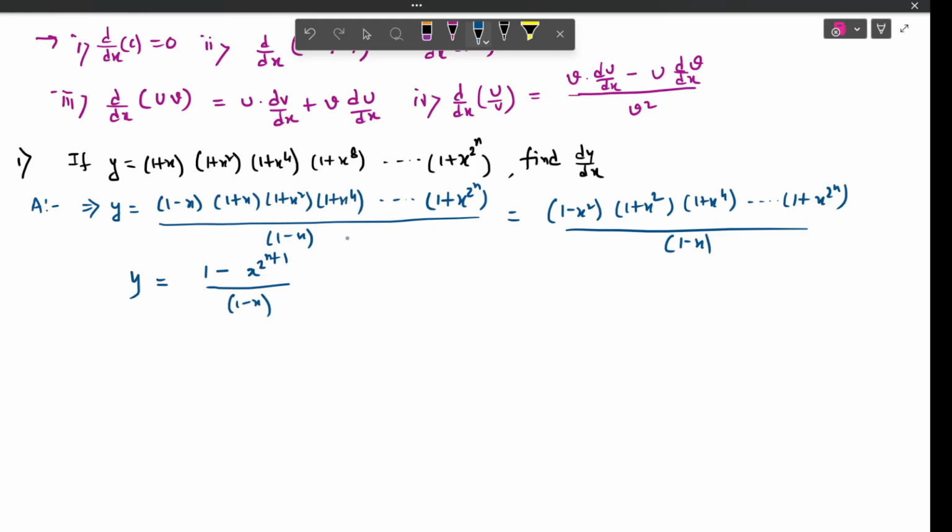By 1 minus x. Now we have to differentiate y with respect to x. So dy by dx would be, this is the quotient rule, 1 minus x whole square. If we keep 1 minus x outside, then inside we differentiate: the differentiation of 1 is 0.